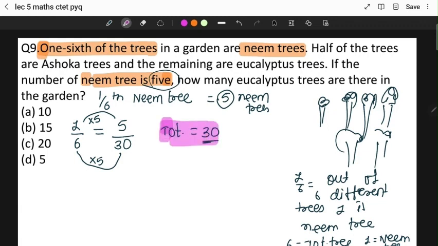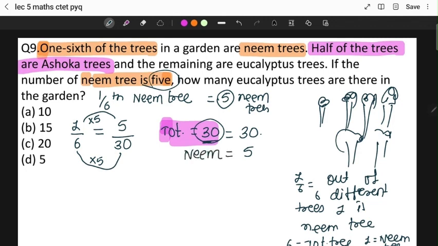Now we have the idea of the total trees. The second thing that they have given here is that half of the trees are ashoka trees. It means out of the total of 30 trees, 5 trees are neem trees.